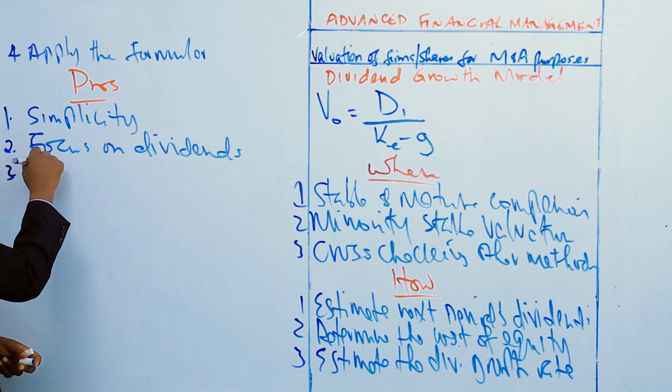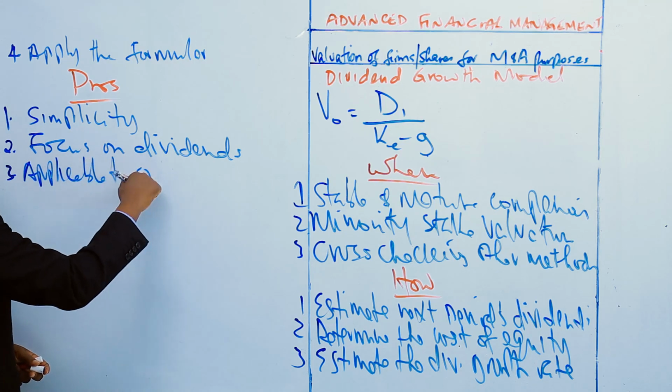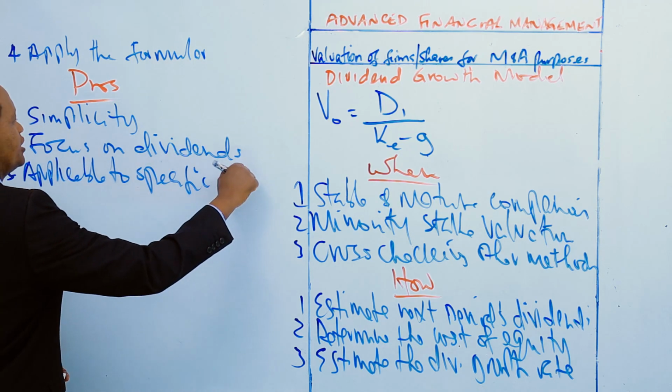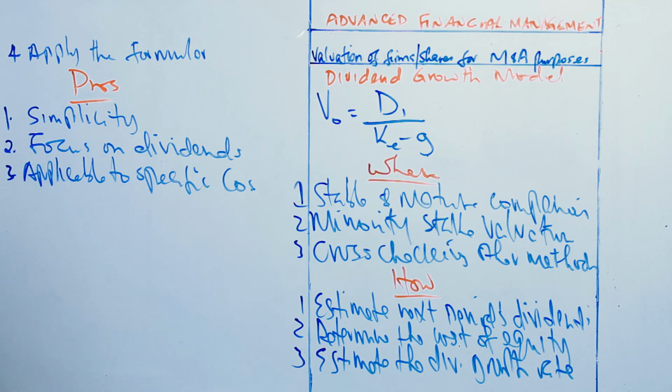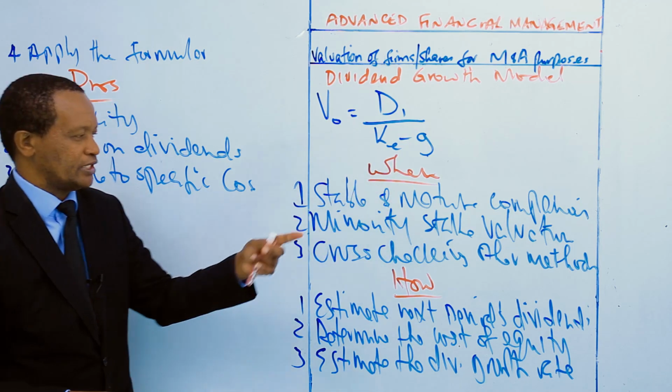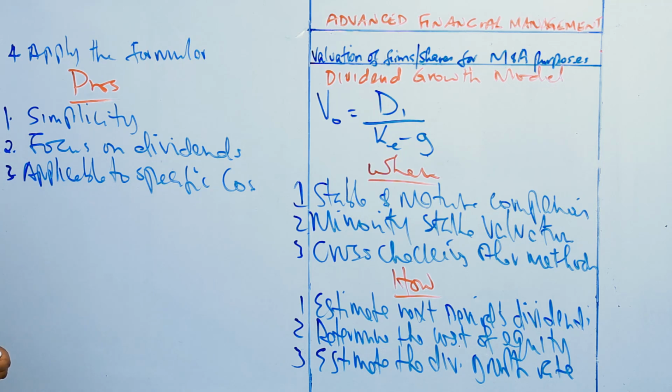3, this method is applicable to specific companies, like the mature companies. It is useful for mature, stable dividend-paying companies. That is the advantage of the dividend growth model as a method of valuing companies for mergers and acquisition purposes.